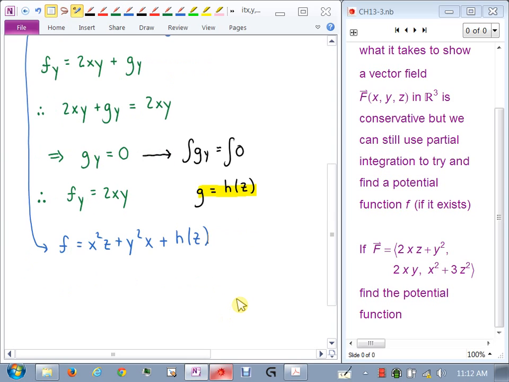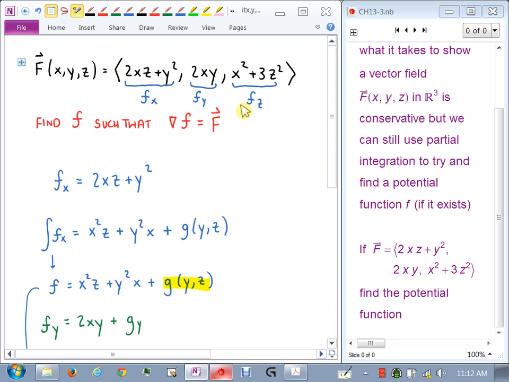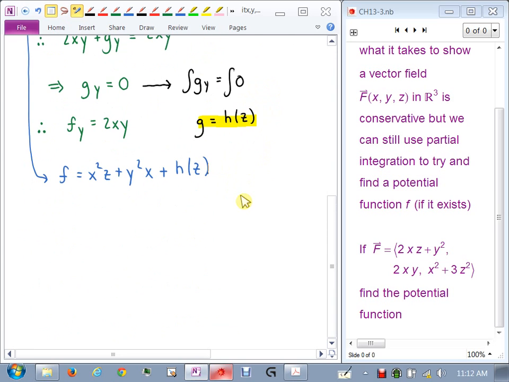And now I'm going to play the same game. I'm going to take the derivative again, this time with respect to z, and try to match it up with this piece. So if I take the partial derivative of f with respect to z, I should get x squared. That's the derivative of this piece. The derivative of y squared x is 0. What's the derivative of h with respect to z? Even though it's a standard derivative because it's a function of one variable, I'm still going to write the partial of h with respect to z, because that still means a derivative of h, treating z as your variable.